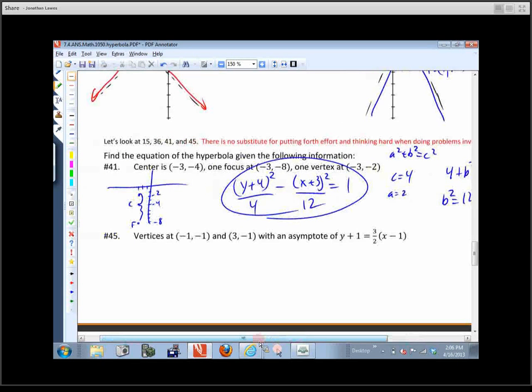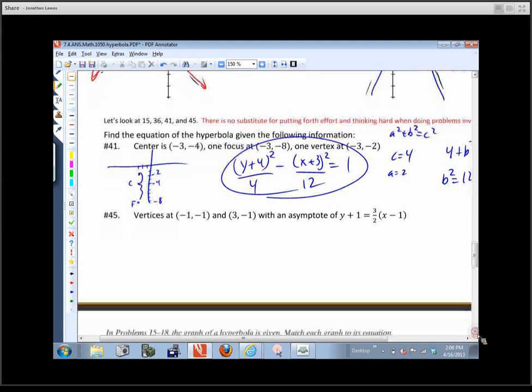Trouble there? Yeah. Got it figured out? Yeah. Sounds convincing. Good? Okay, let's take a look at number 45. I didn't square. Would you go ahead and do 45?